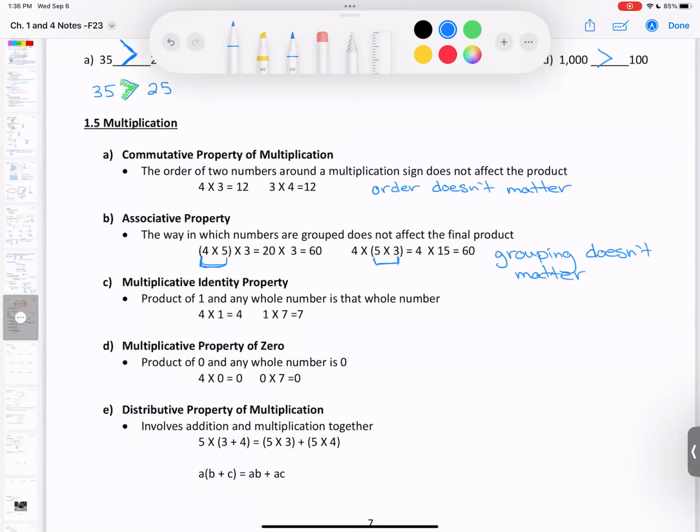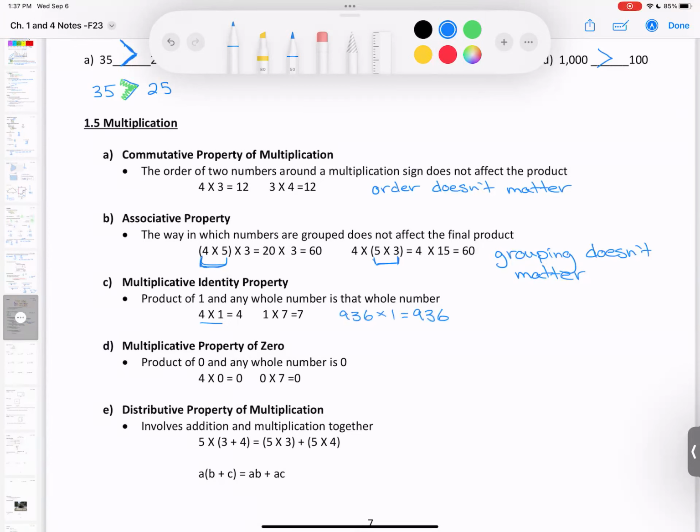Okay, multiplicative identity property. So what could you multiply by to end up with the same thing you started with? In this case, it's 1. So if you have a 4 and you multiply by 1, you're still going to end up with 4. So any number multiplied by 1 is going to give you that same number. Essentially, it's a group of that number. So if you have 936 and you multiply by 1, you're saying you have one group of 936. So you end up back at 936.